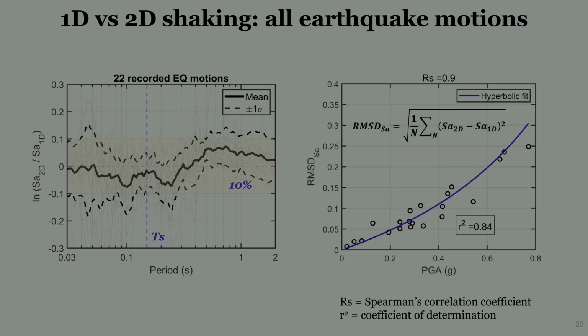I also tried to correlate the difference between the 1D and 2D shaking by calculating the root mean square difference, using the peak ground acceleration as my intensity measure. I described this correlation using the Spearman's correlation coefficient, and I got a value of 0.9, which indicates a very strong positive correlation between the root mean square difference and PGA. I also used a hyperbolic fit to this data, which gives a coefficient of determination of 0.84. So this shows that the ground motion shaking intensity, specifically the PGA, can be a good predictor for the difference between 1D and 2D shaking.